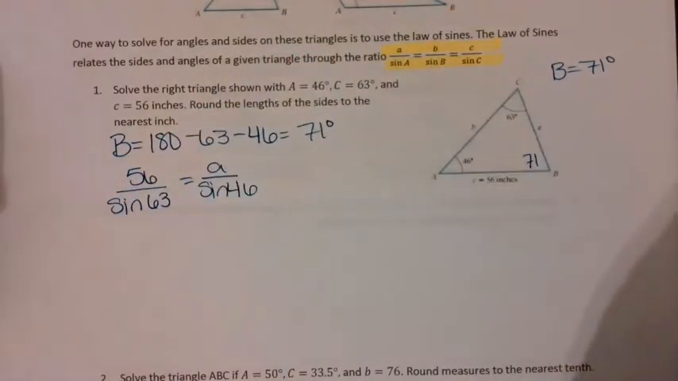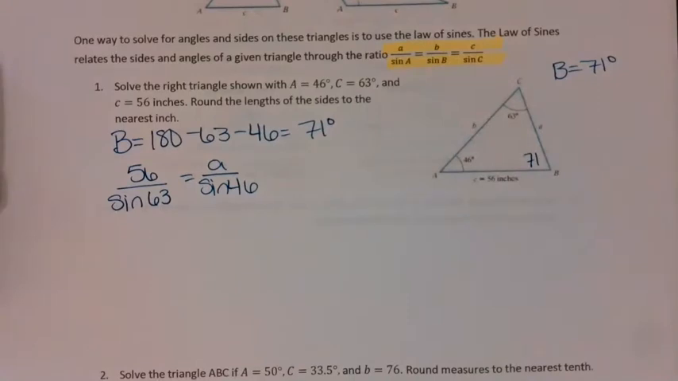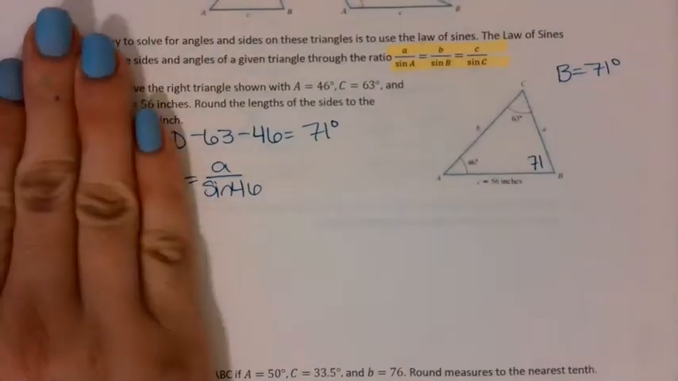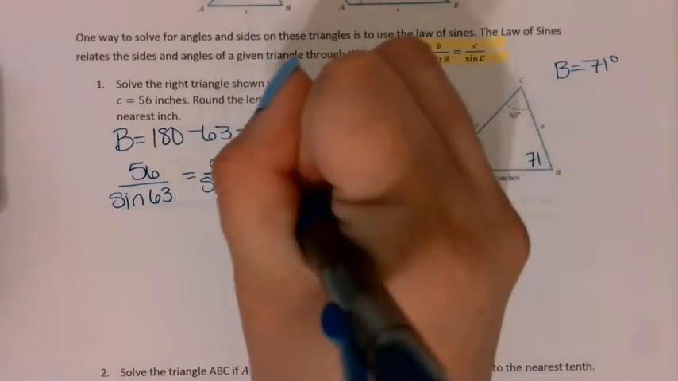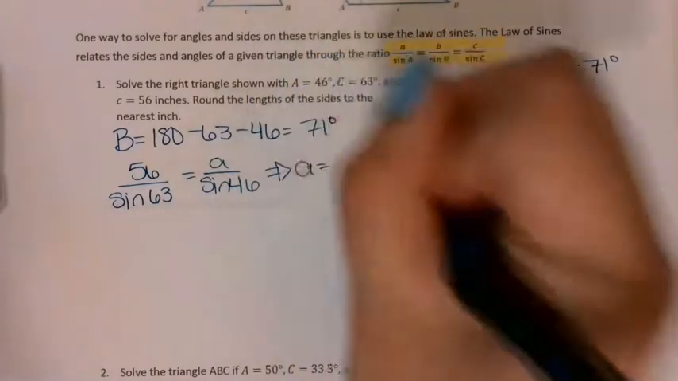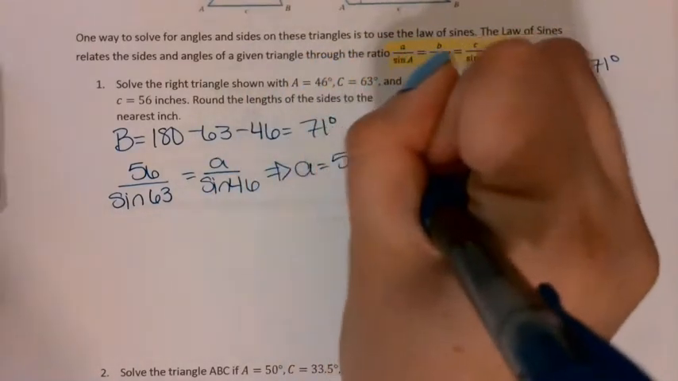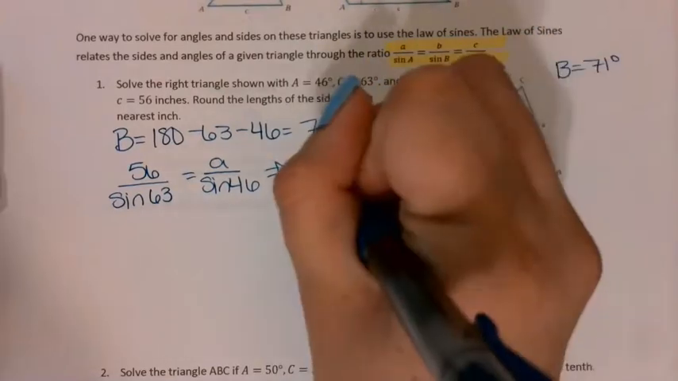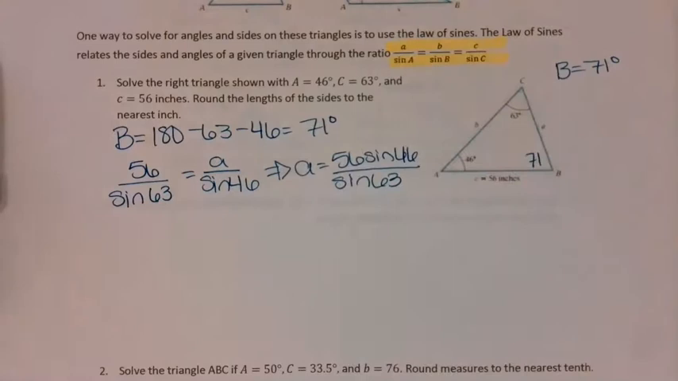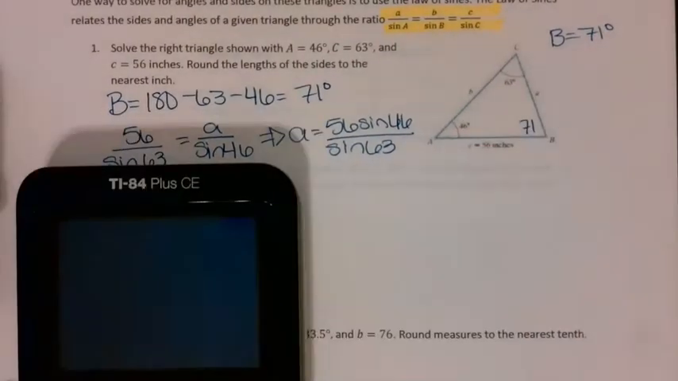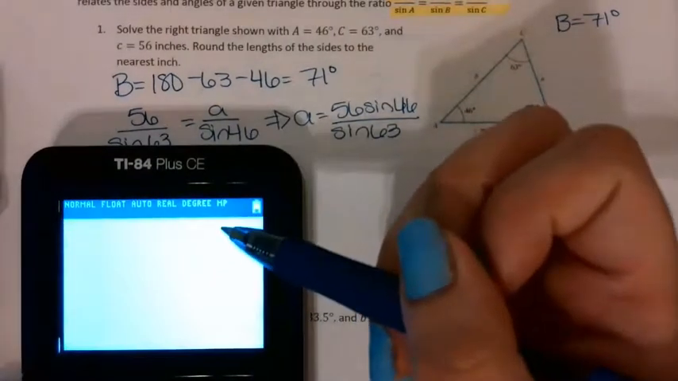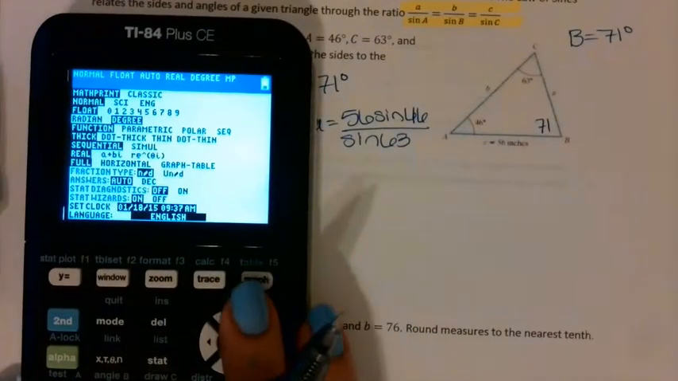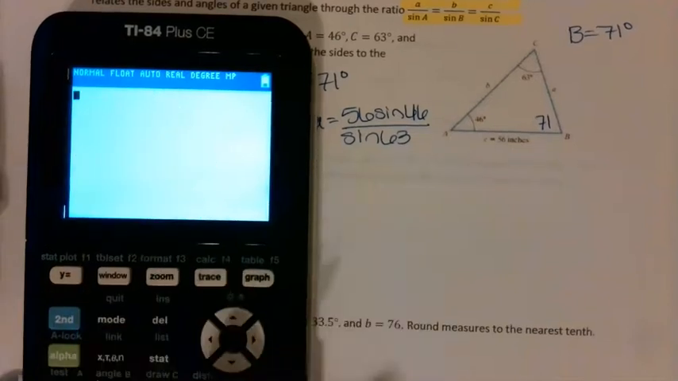Okay, so what I want to do here is get my A value alone. To do that, if I only look at the side of the fraction, I need to multiply both sides by sine 46 to get rid of it. So I'm going to rewrite this as A equals 56 sine 46 over sine 63. Then I want to type this into my calculator. I want to make sure my calculator is in degrees. If I have a newer calculator, it will tell me like this one does. If I don't, I need to go to mode and make sure the word degree is highlighted, and go second mode to go home.